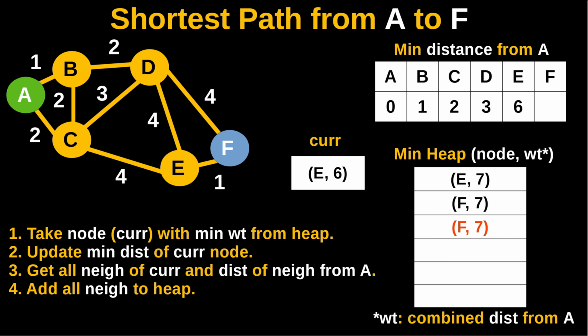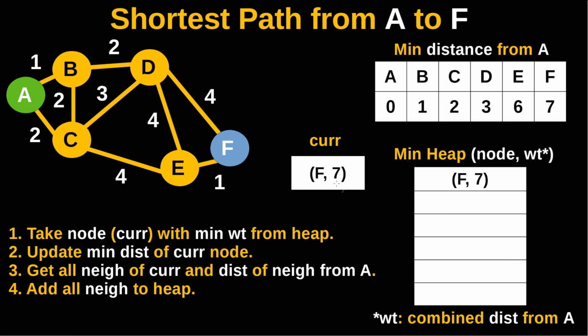Now the top of the heap is E7, and E we already established as having a minimum distance of 6. So we take that out, and the next item is F7. So F7 becomes the current. We update the value 7 here on the table, and then all the neighbors of F, which are D and E, have been updated, so we don't put that on the heap. And then there's only F7 on the heap, and F we already established, so we are done.